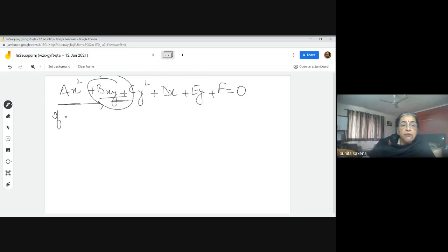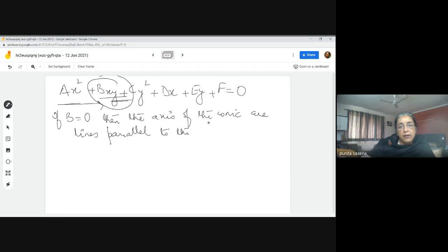Because if b is equal to 0, as it has happened in the earlier cases, then the axes of the conic are lines parallel to the coordinate axes, जो हमने पहले किया. Is it clear now why I'm writing this? Yes, ma'am.